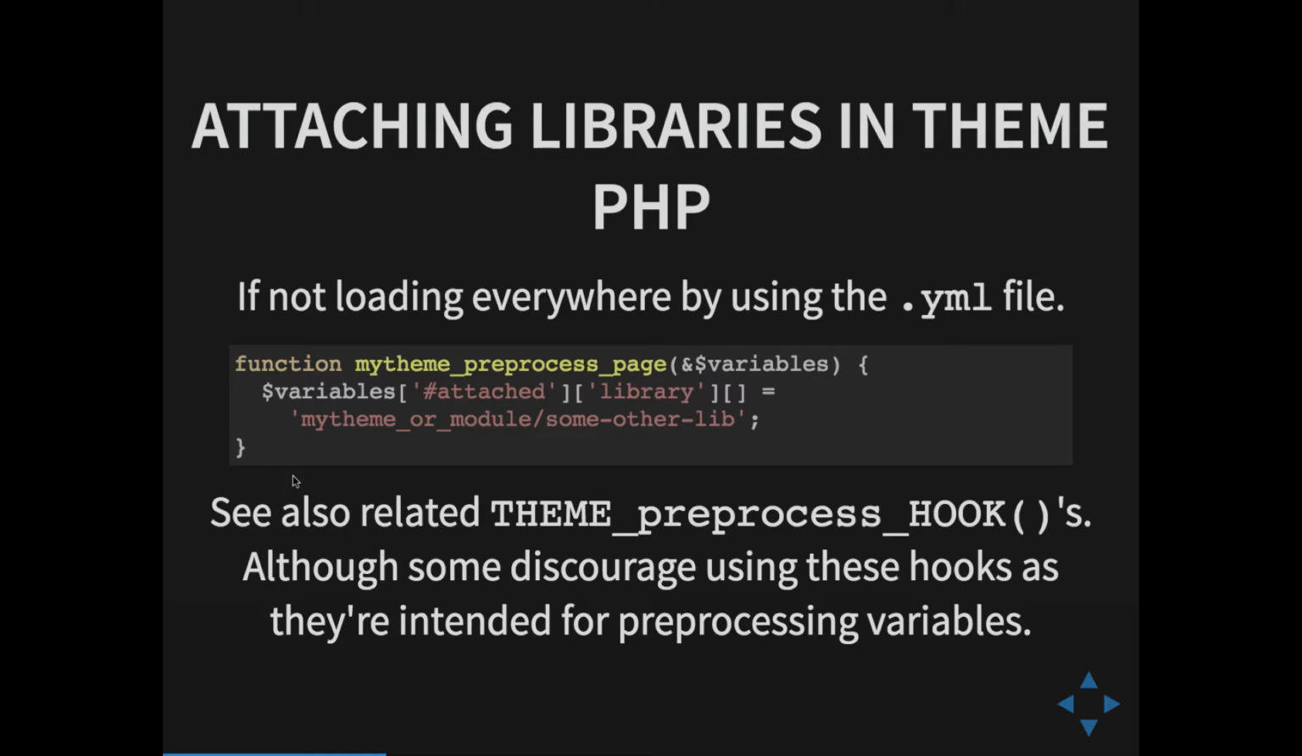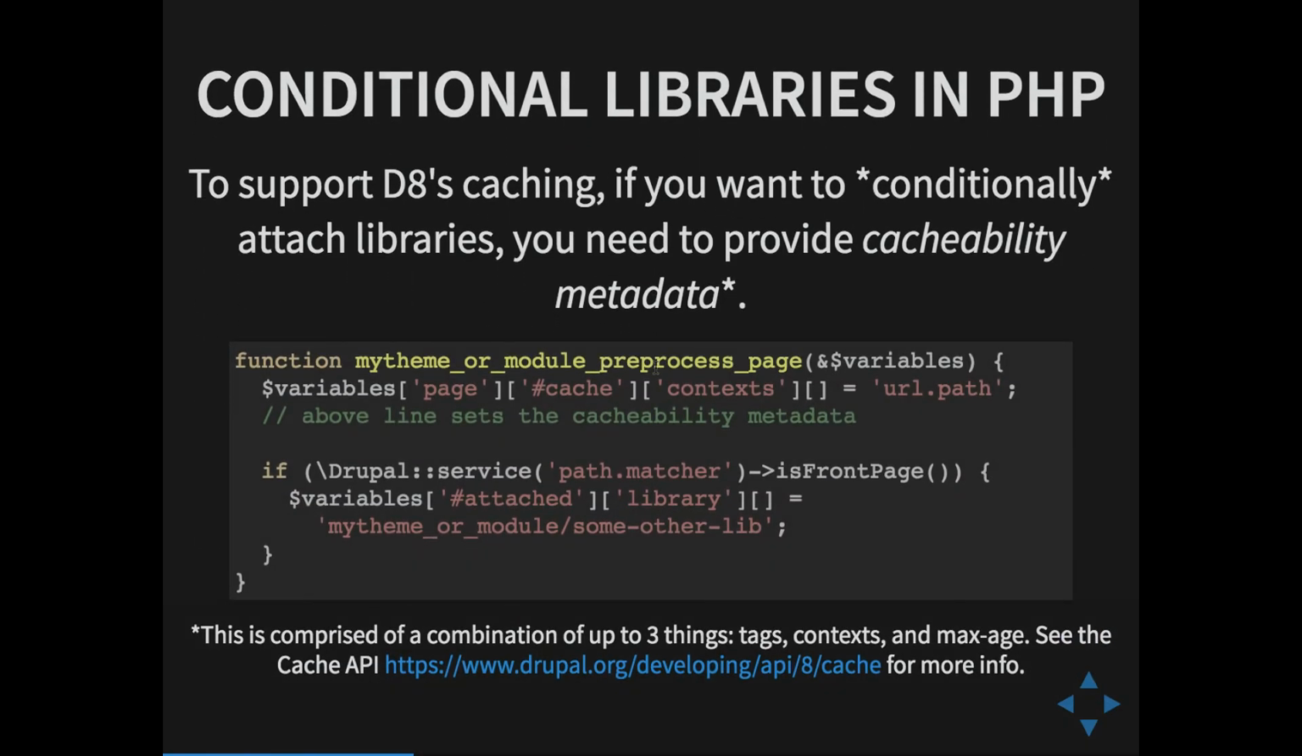Okay. So another way to attach your library to your theme is using the pre-process page, which has access to the attached libraries array. And again, you just add yours. There's some disagreement about whether you should be using theme pre-process page to attach libraries, because some people strictly think it should be for pre-processing variables and not for attaching things, but you can leave that to your own decision. Conditionally, if you need to load a library in PHP, you can do that in your theme or your module with pre-process page.